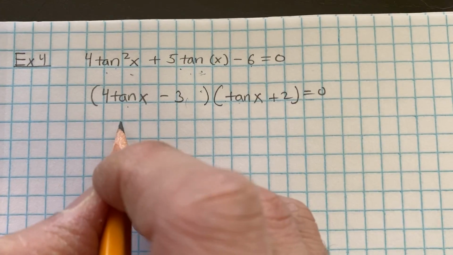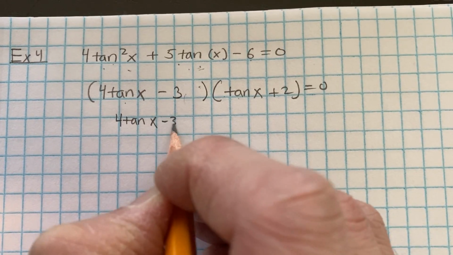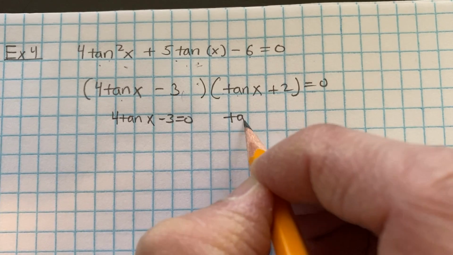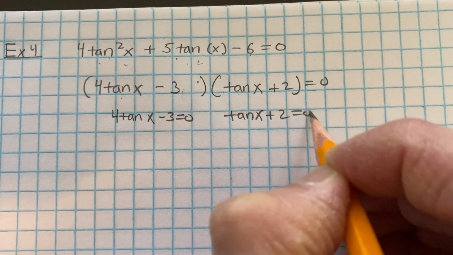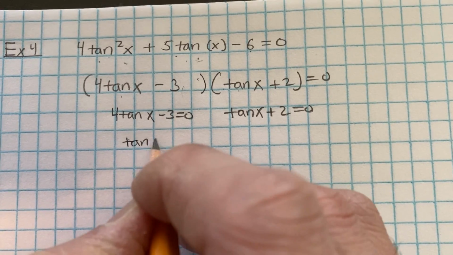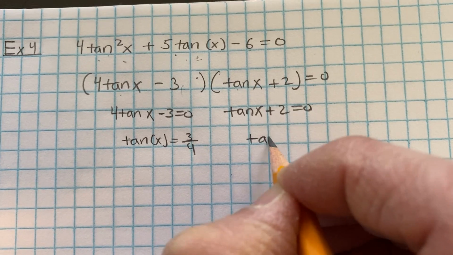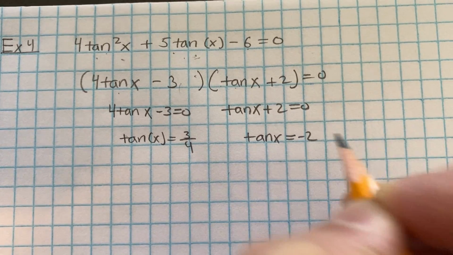Okay, so you could use the zero product rule from here, right? 4 tan of x minus 3 is equal to 0. Tangent of x plus 2 is equal to 0. Isolate your tan function. Tan of x is equal to 3/4. And tan of x is equal to negative 2.